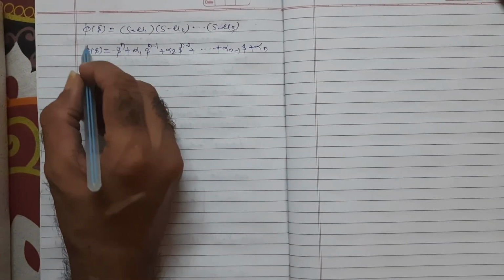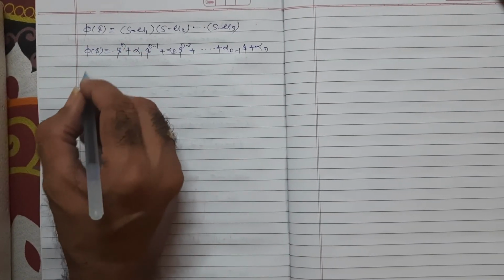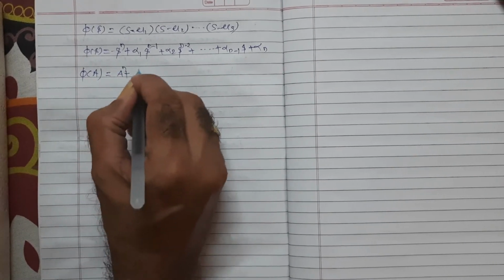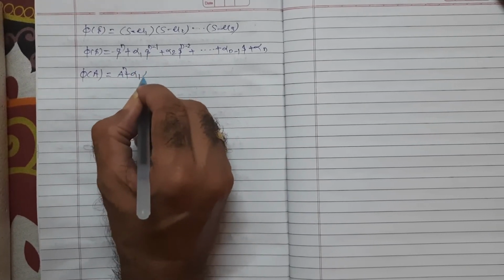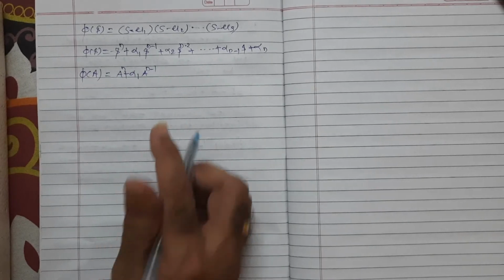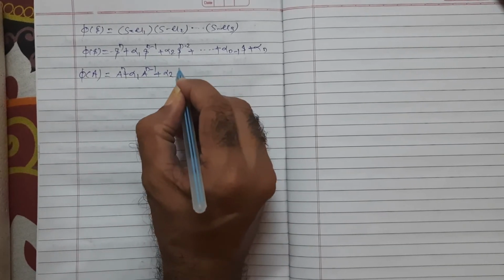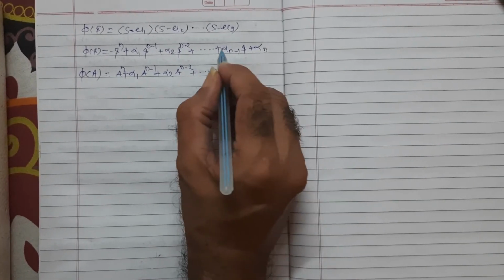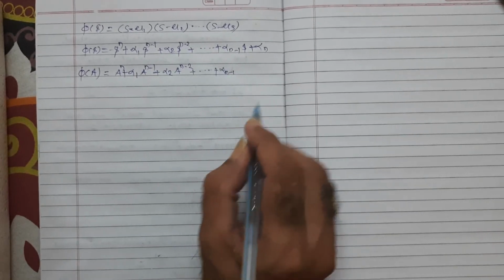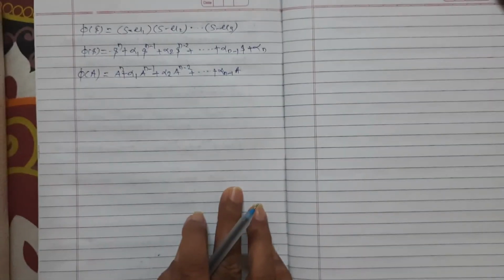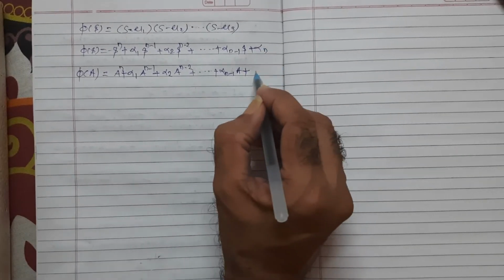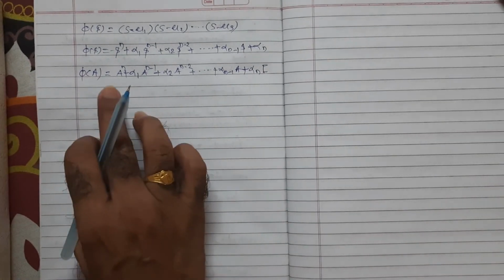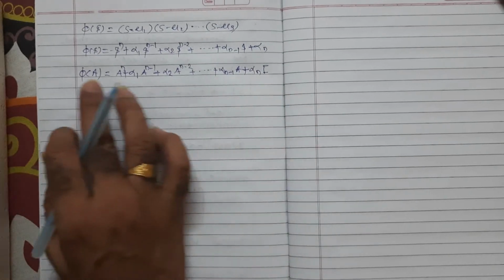Now we will substitute or replace this s by A. So we have phi of A. So this becomes A raised to n plus alpha 1 as it is, and this s is replaced by A. So this becomes A raised to n minus 1 plus alpha 2 as it is, plus A raised to n minus 2 plus so on, plus alpha n minus 1 as it is, multiplied by A, plus alpha n as it is, and we will multiply this by I. Now we will put the value of A here.